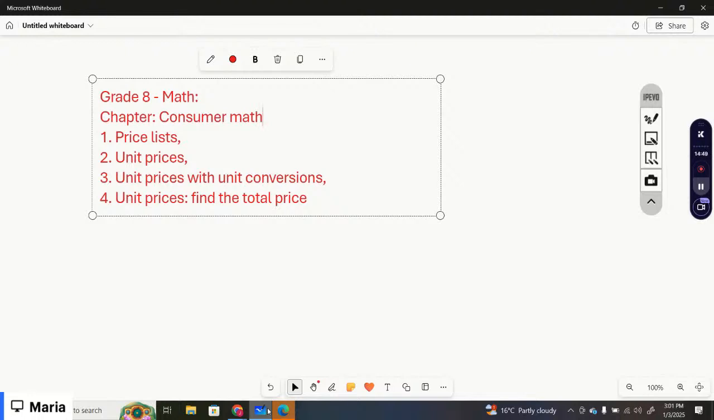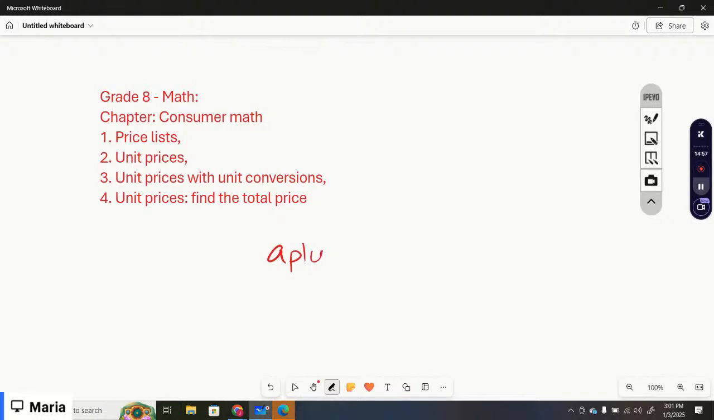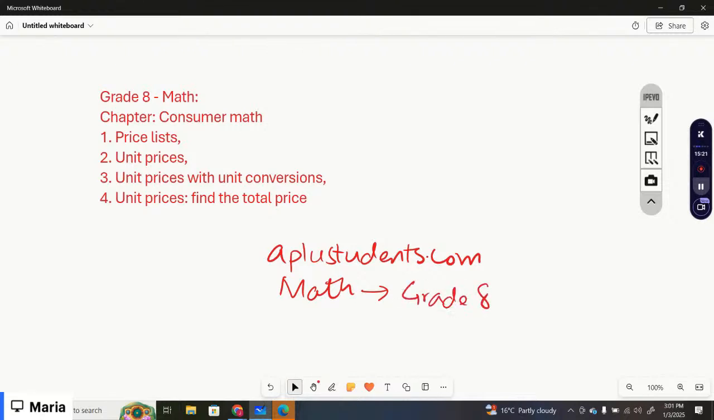We are here for grade 8 math. You can find all the lessons on aplusstudents.com. You have to log in there using your email address, and the password is provided by the administrator. Then you have to select math from the subject tab. Scroll down to grade 8 math and then click on view all lessons.